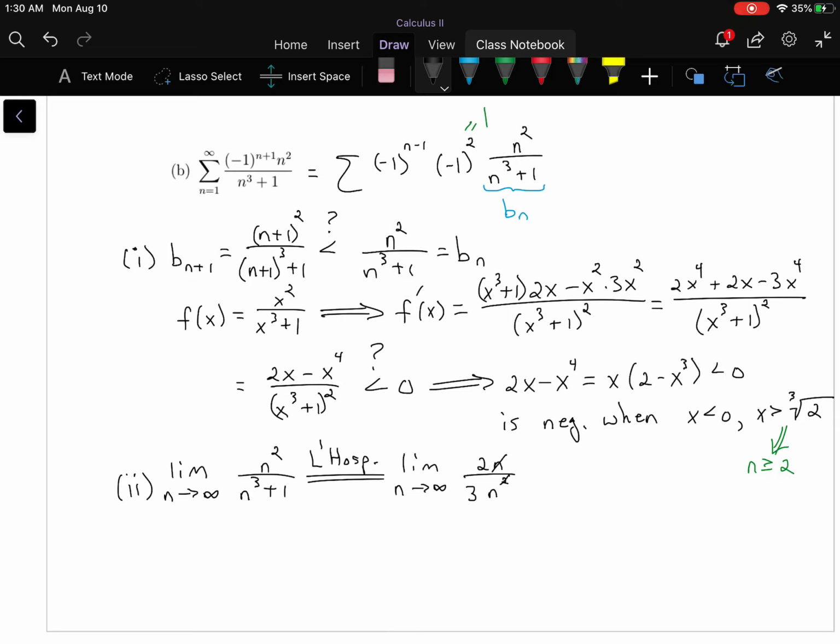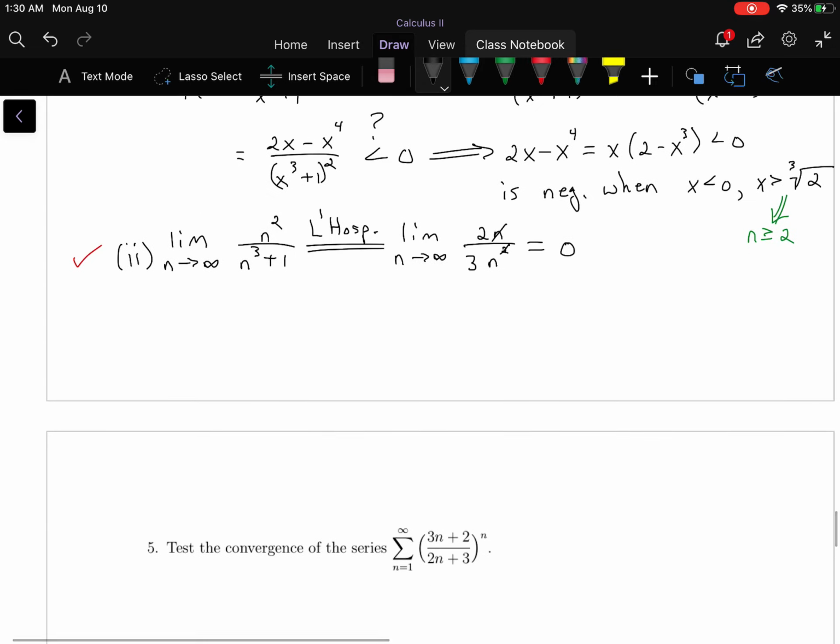And here you've got 2 over 3n, and as n gets larger and larger, you're dividing by a bigger number. The top is staying fixed, and so this is approaching 0. And so we satisfy the 2 criteria that we have. It's decreasing, and the limit of bn is 0. And so that proves that the series converges.